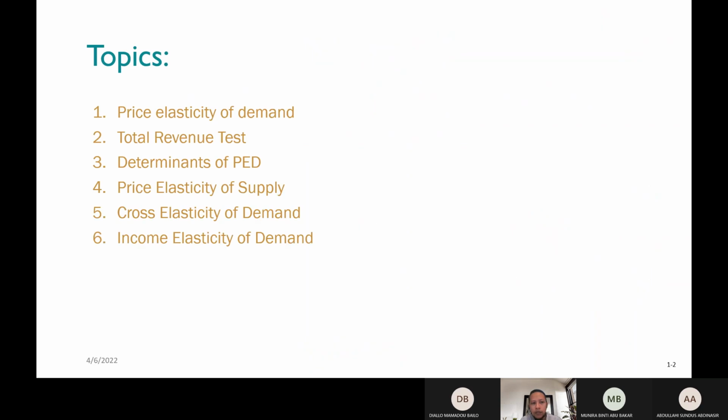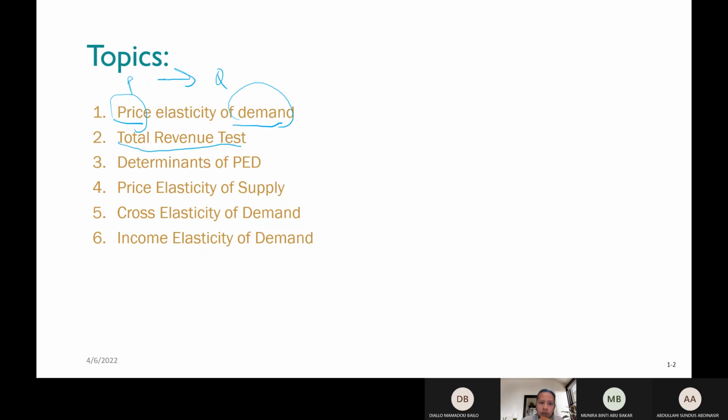There are a few topics that we'll go through. Number one is price elasticity of demand. This is looking at how price would affect the demand, how price would affect the quantity demanded. And then number two, we'll also go through the total revenue test.